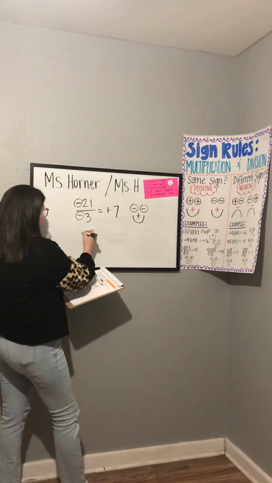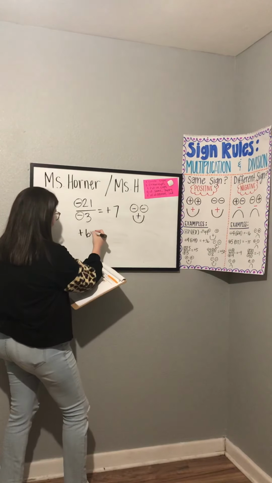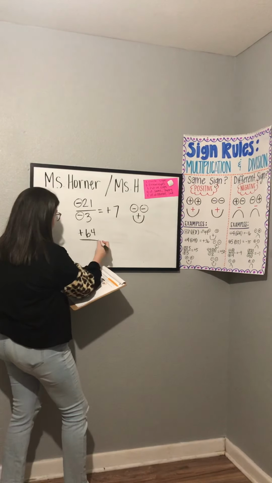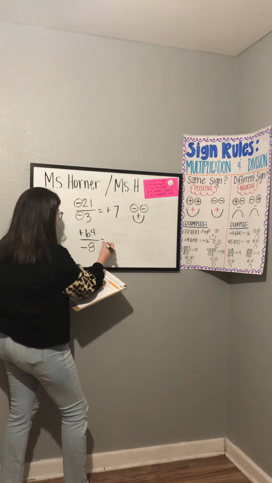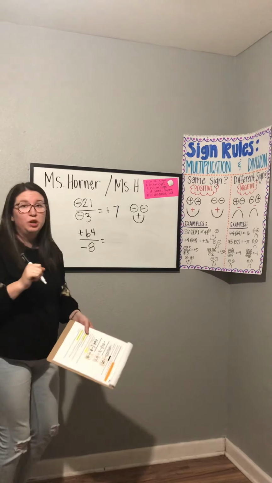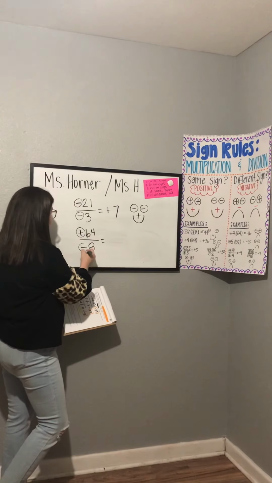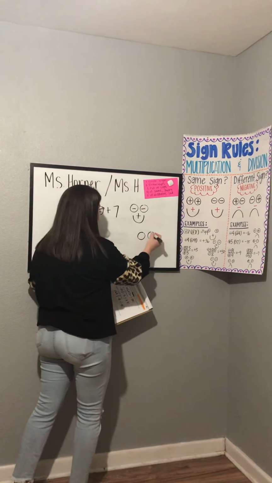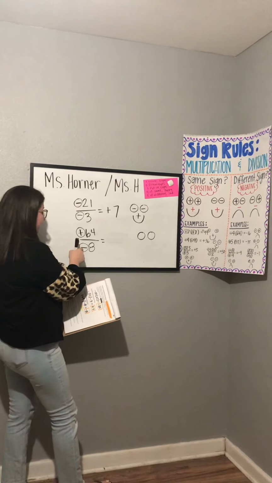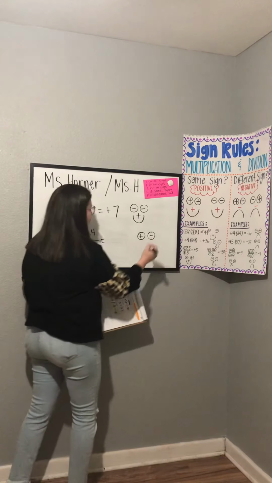Let's try one last problem together. Positive 64 divided by a negative 8 equals. Step number 1, we're going to circle our signs. Circle, circle. Now, step 2, we're going to draw our eyes. Now, these signs in our eyeballs. It's a positive and a negative.